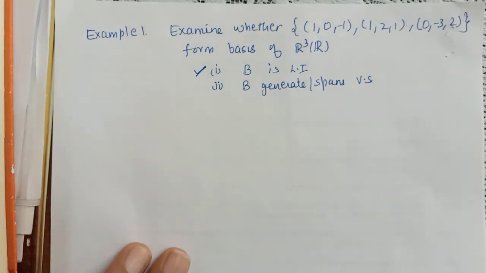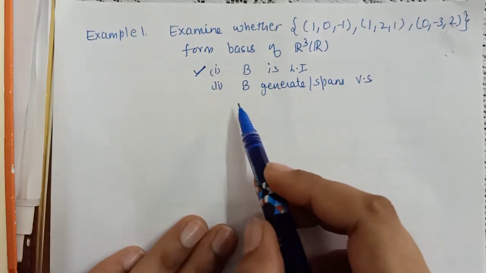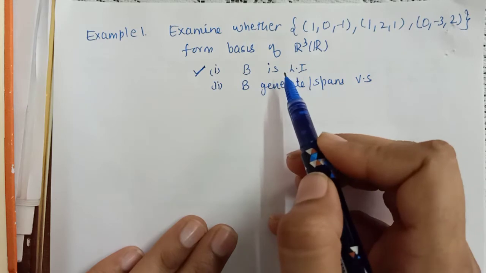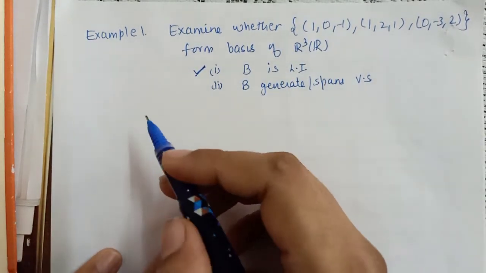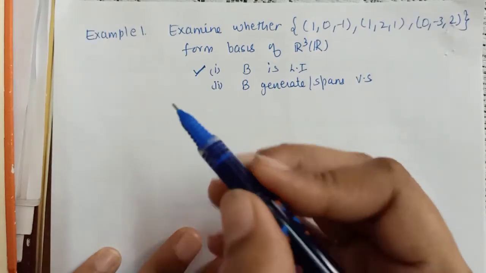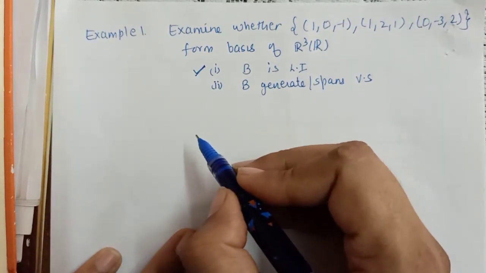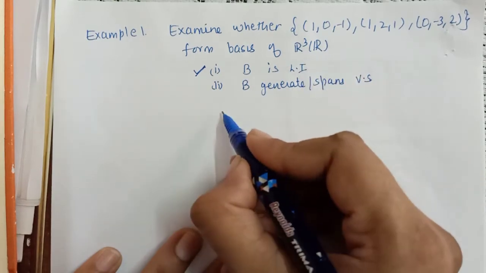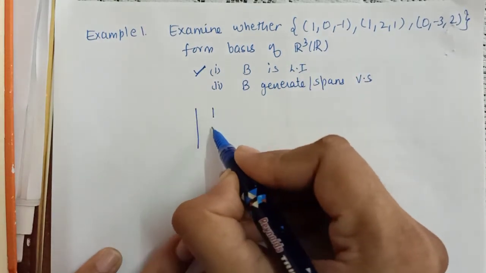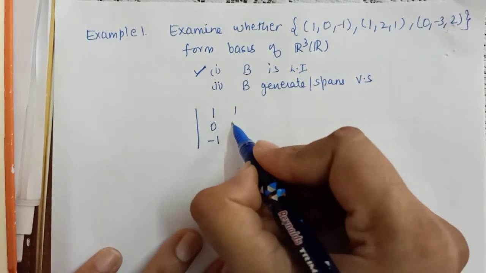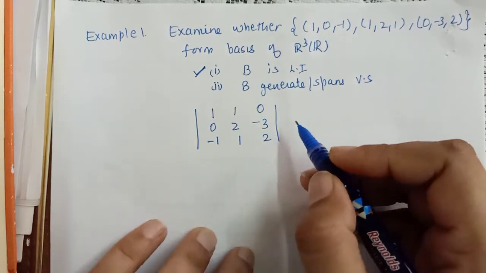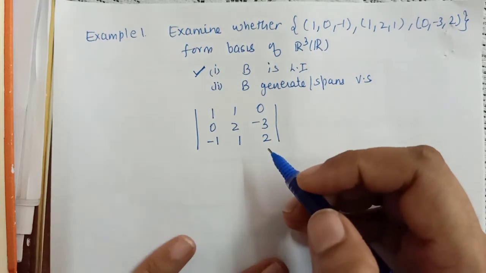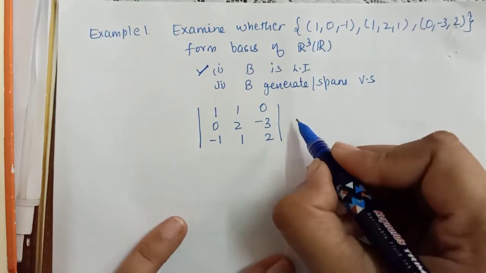So every time your number of vectors is equal to the dimension of the basis, you only check linear independence of that set. To check linear independence, you have already learnt a few methods. I will just use the direct determinant method. So I will write these vectors in a determinant: 1 0 minus 1, 1 2 1, 0 minus 3 2, and then check whether the determinant of this matrix is 0 or non-zero.